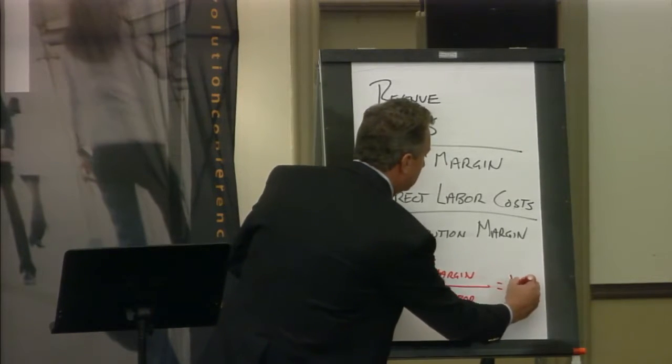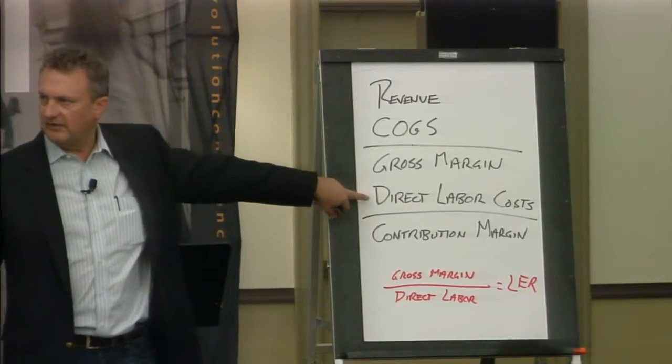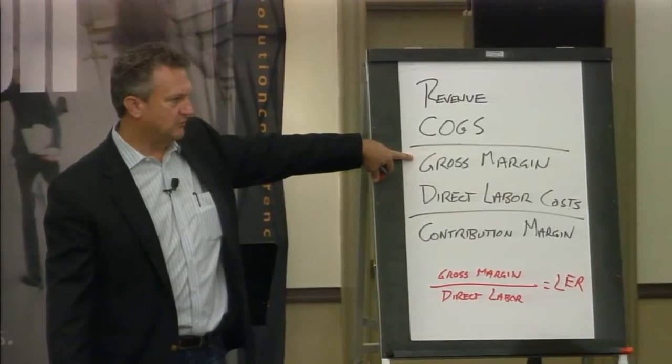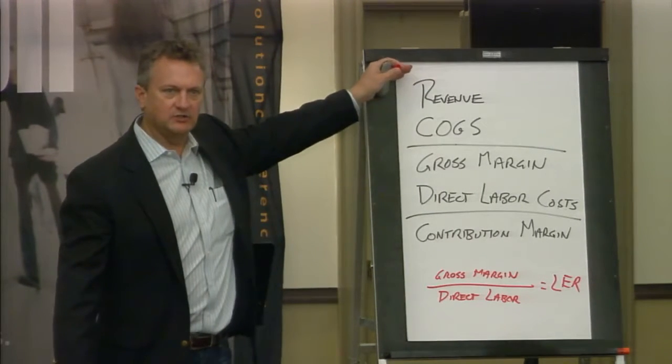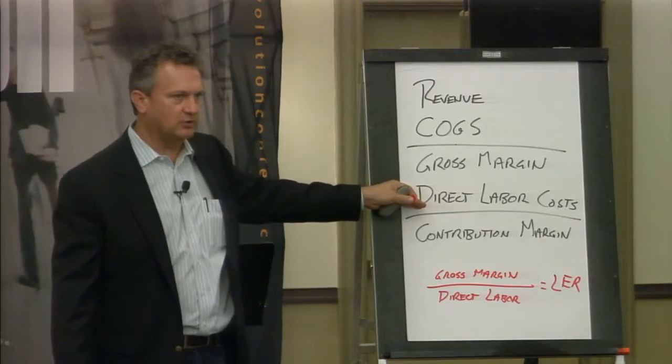And so here's how we say it. For every dollar I spend in direct labor, what do I get in gross margin? This is a very important concept. That's why we have to take cost of goods sold out, because that's going to distort everything. We want to talk about just what is the value that we're creating.